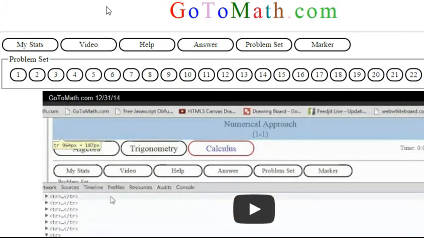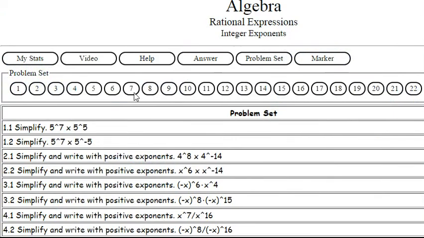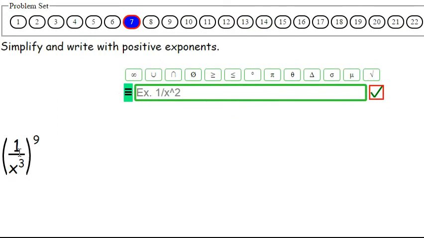Bye. We are here at gotomath.com, click on the algebra, integer exponents. I believe we're looking at 7.1. Simplify and write with positive exponents. We have 1 over x cubed, and it's all raised to the ninth power.